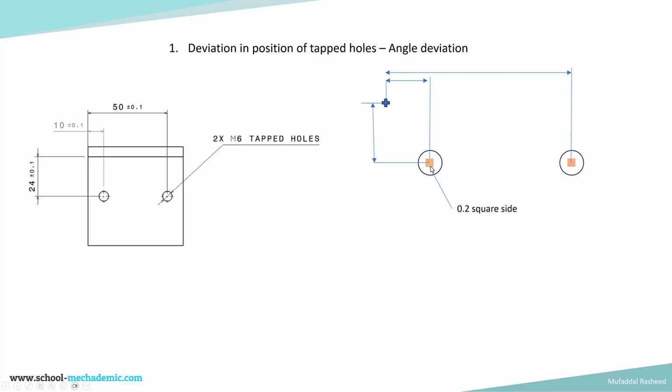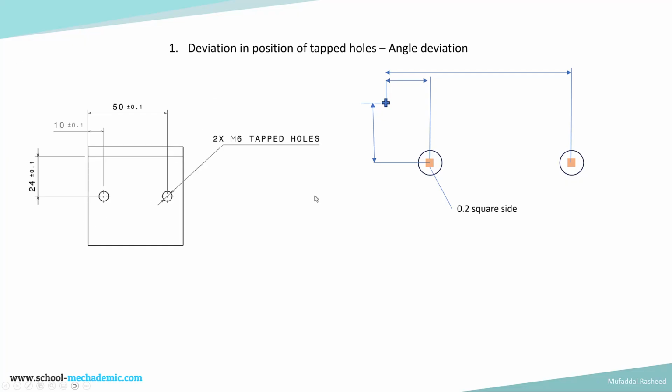The length of the side of the square is 0.2, that is 0.1 on either side, and basically the center of the holes should lie within this square tolerance zone. So that is what is meant by this drawing, that the center of the hole should lie within a square tolerance zone of 0.1 into 2, that is 0.2 by 0.2.